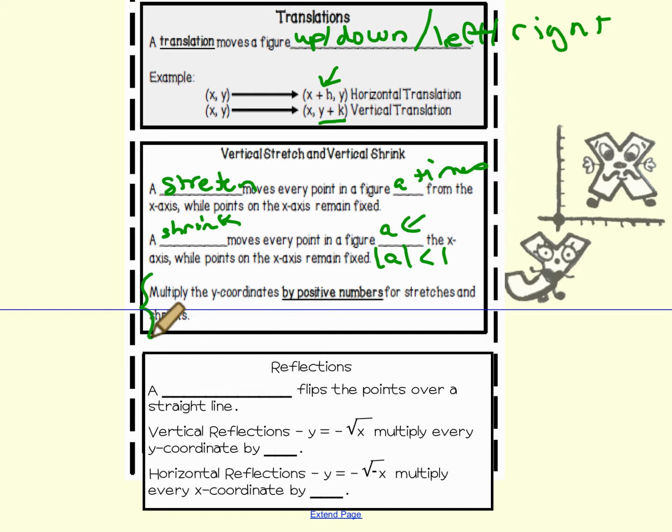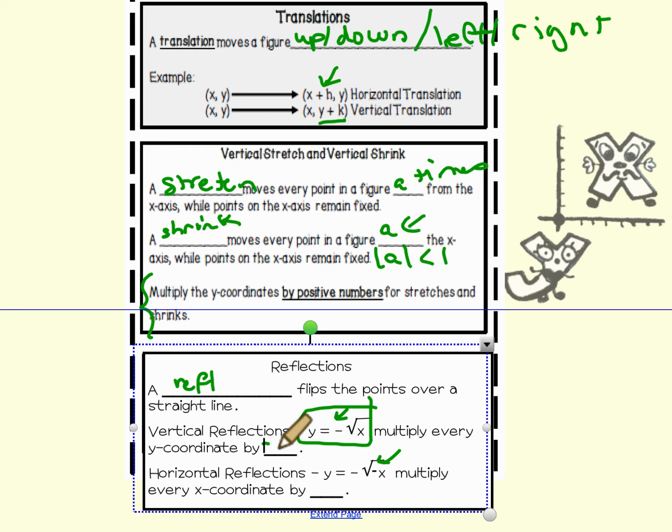Reflections, remember, a reflection flips the point over a straight line. Vertical reflections look like this. The negative is outside the square root, whereas when it's inside the square root, it's a horizontal reflection. So vertical reflections, we multiply the y coordinates by -1 or -a, depending on what it is. And horizontal reflections, we multiply all the x coordinates by -1.